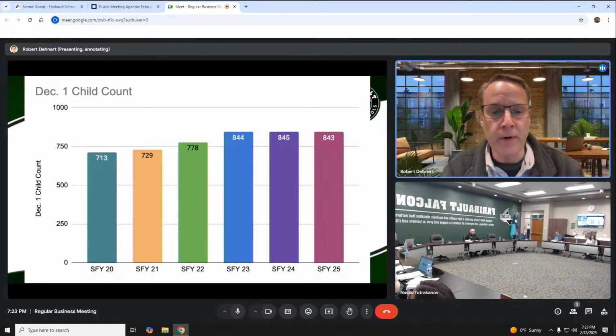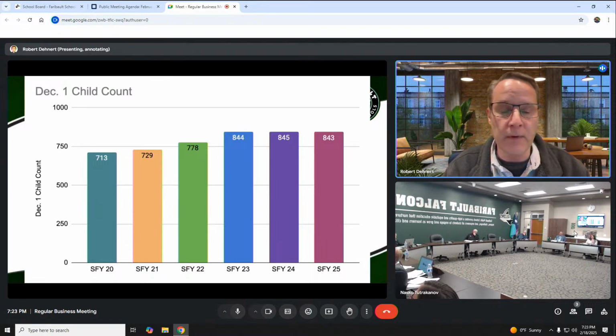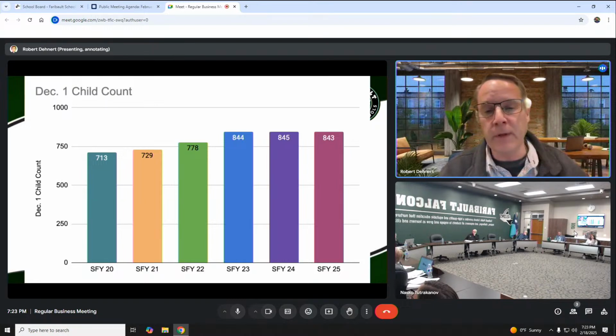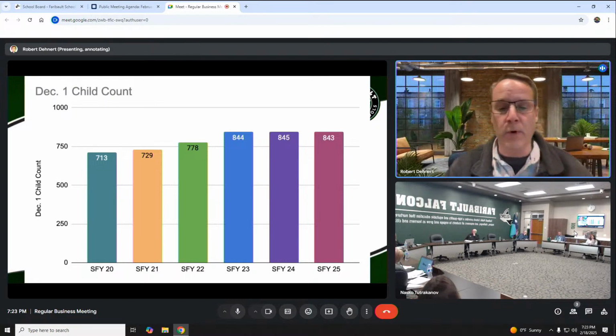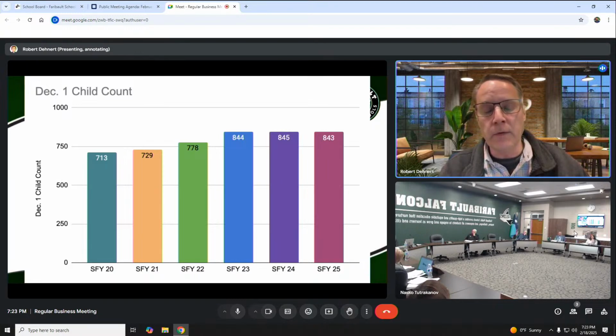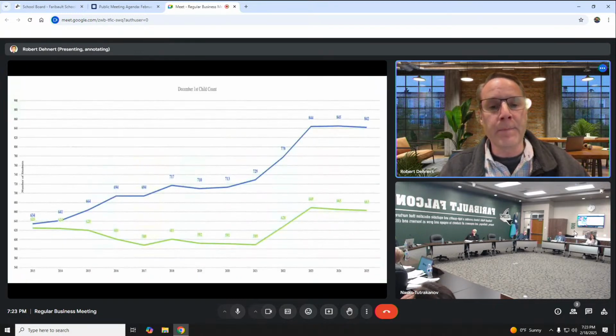Overall, this is a 5-year review, or actually a 6-year review, of the December 1st child count. As you can see, the last 3 years we've remained almost stagnant. 3 years ago, I came and expressed my concern that our numbers were rising pretty significantly, especially after COVID, and it seems that the numbers have leveled off to be roughly about 845, 843 students this year. So that's a good piece of news.